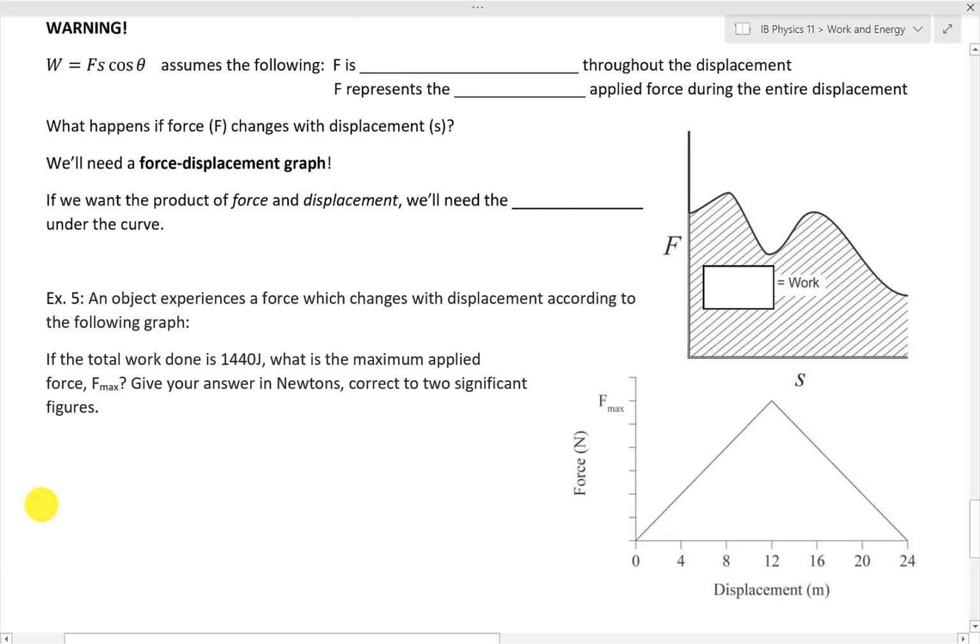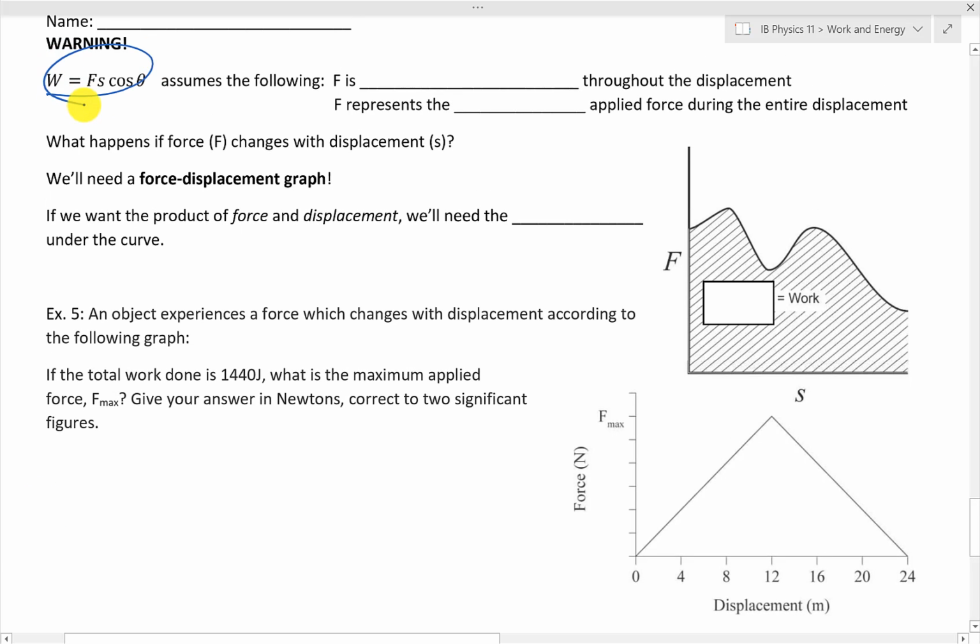Ooh, graphs. When you see this equation here, work is equal to Fs cosine theta, we have to assume that the force is the same throughout the displacement. All of the problems that you've been dealing with, the force stays the same. But what if it's not the same? If it's not the same, the force has to represent some sort of average applied force during the whole thing. And sometimes that's very difficult. So what happens when force changes? We need to use a graph in this case.